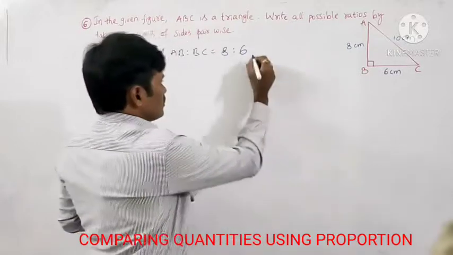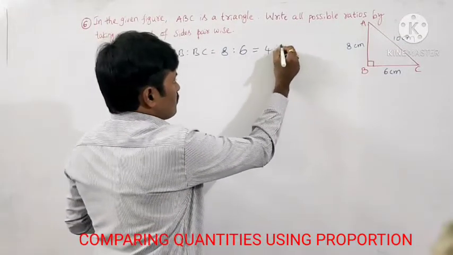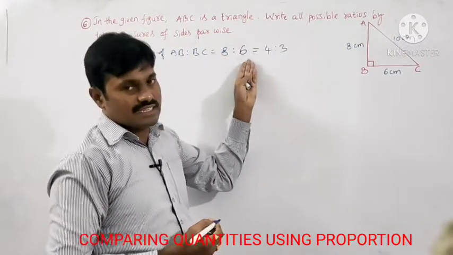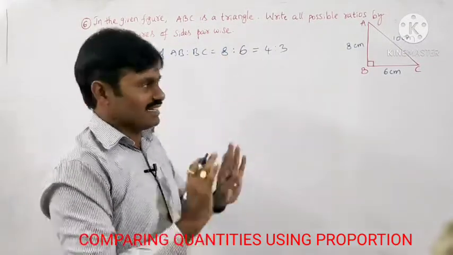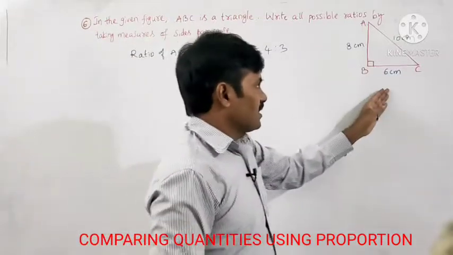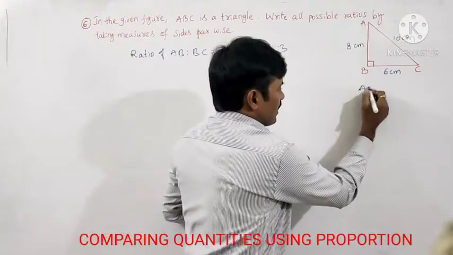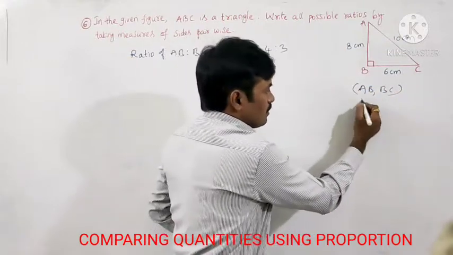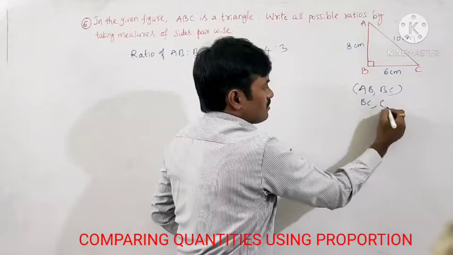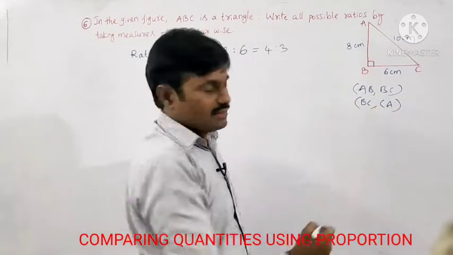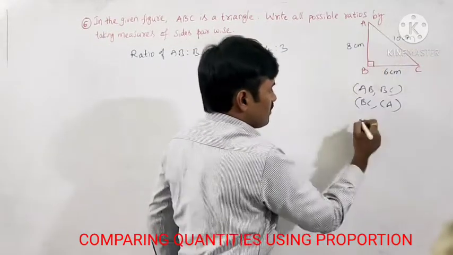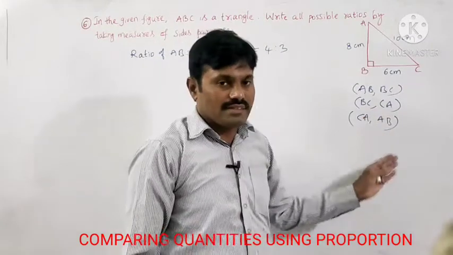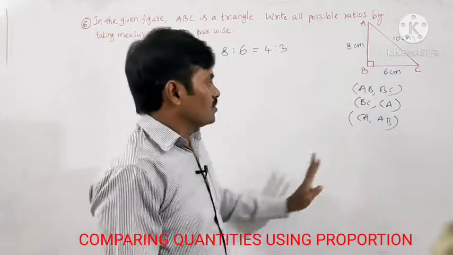Okay, better. So now 8 is to 6 is equal to 4 is to 3, because of common table 2 table. 2 4 are 8, 2 3 are 6. Clear? Now AB BC completed. Next, what is another pair? See here I am writing AB BC one pair, and then next BC CA second pair, and third pair is CA and AB. Like this I have got 3 pairs. Any other? No. So the 3 pairs.